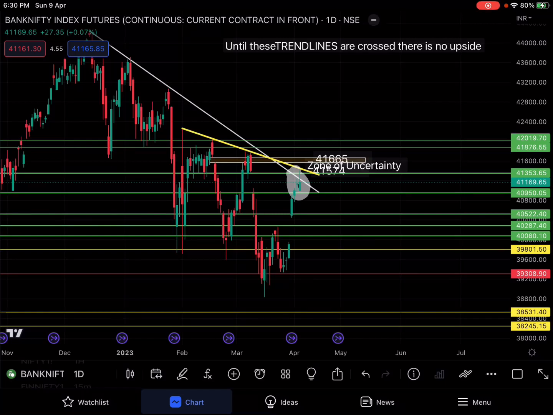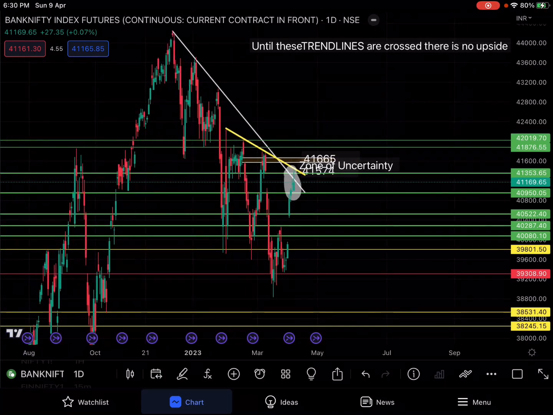Tomorrow is the start of a fresh week and a fresh month, April, and March has been very volatile. I understand that. Let's see what holds for us in the month of April and how we go with it. This is a one-day time frame that I'm using for analysis on a long-term view, short-term view, and intraday.